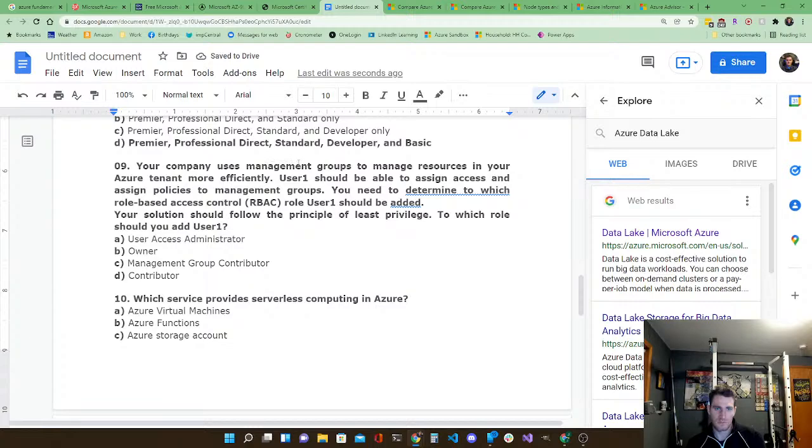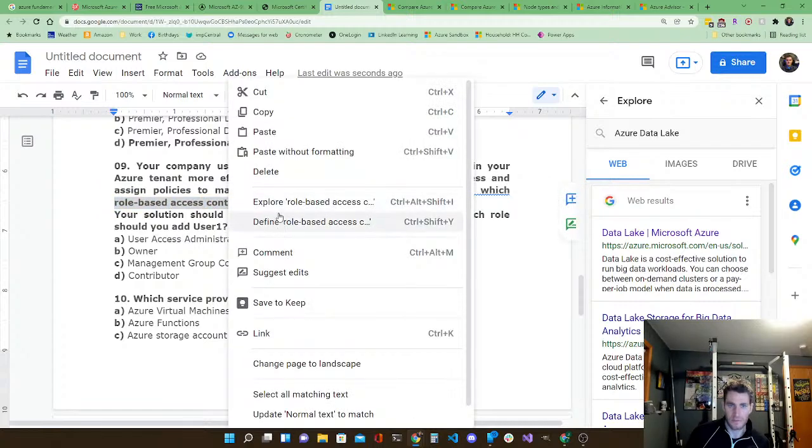Your company uses management groups to manage resources in your Azure tenant more efficiently. User One should be able to assign access and assign policies to management groups. You need to determine to which role-based access control role User One should be added. Yeah, this is that whole RBAC thing that we touched on, but man, I don't remember much about it.